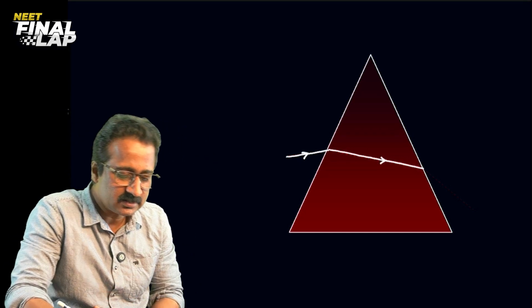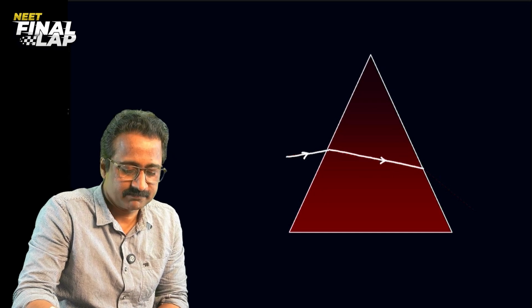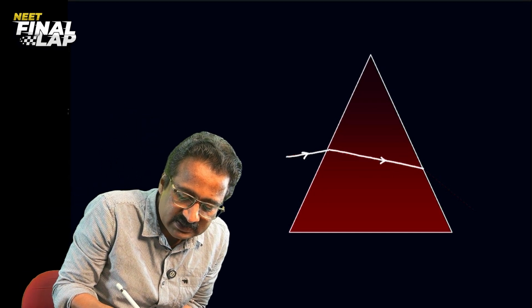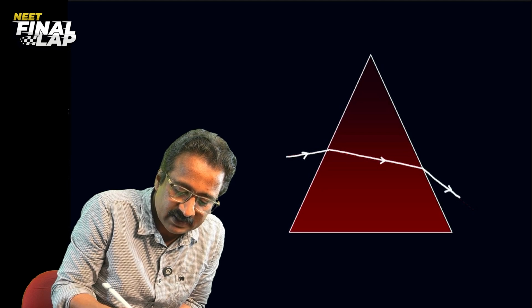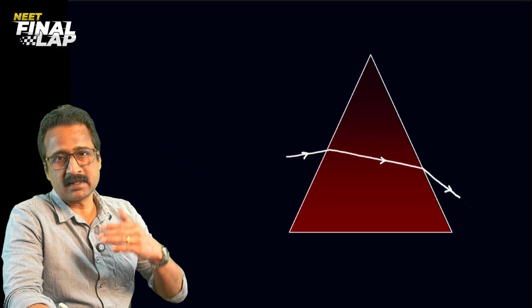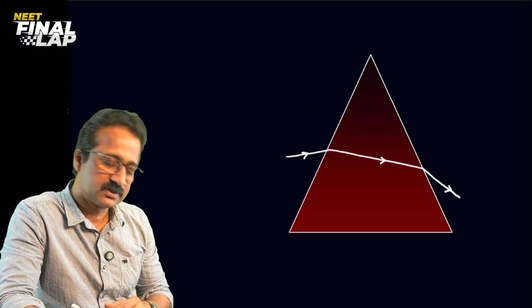But this is a way a light ray can pass. Now finally, the light ray bends out. It bends away from the normal because finally it is passing from denser to rarer. So typically this is the way a light ray can pass through a prism.